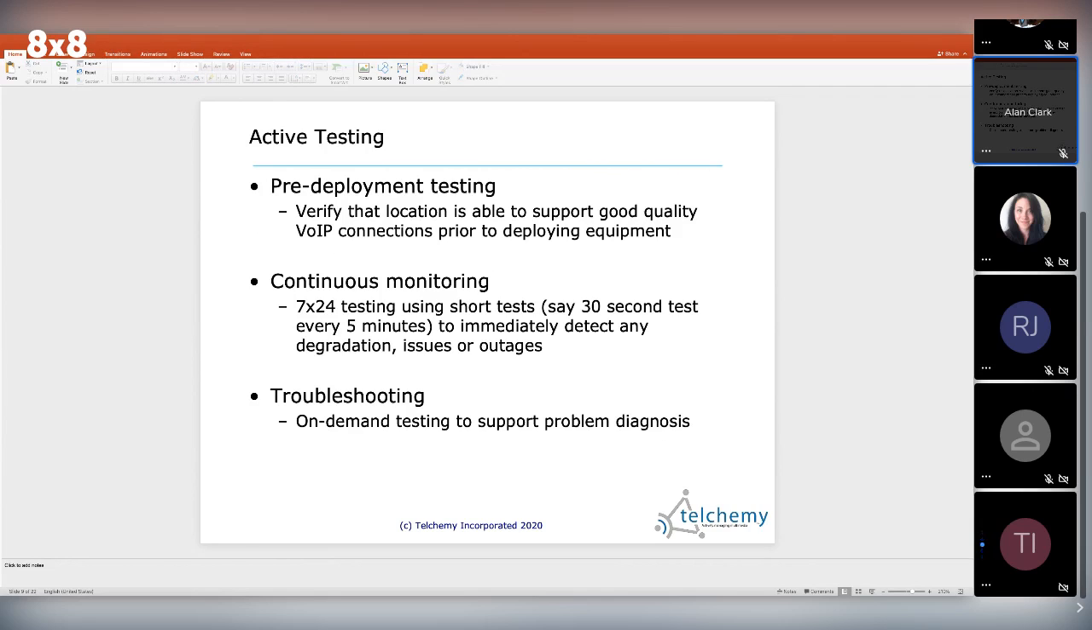The third area where active testing is used is troubleshooting. Given that you've identified, either from active testing or from passive monitoring, that a problem is occurring, active testing is a really good way to start to troubleshoot things. You can get trace routes from remote agents. You can make test calls to devices that appear to be having problems, and you can really get into doing problem diagnosis.